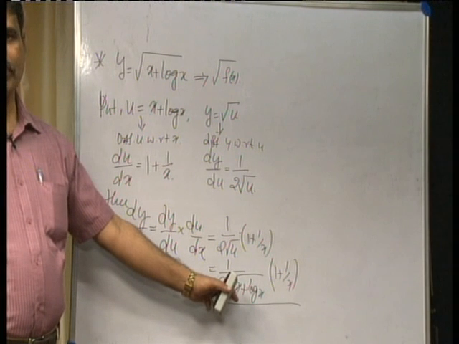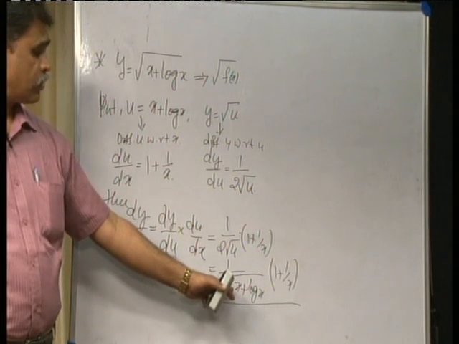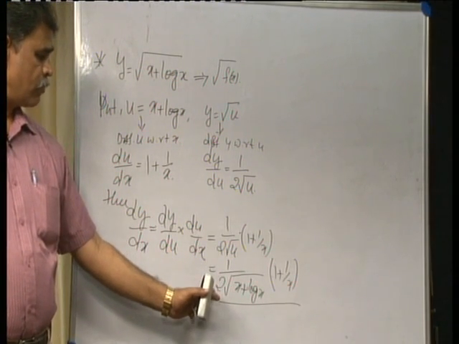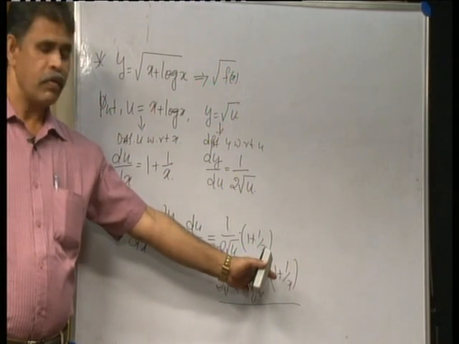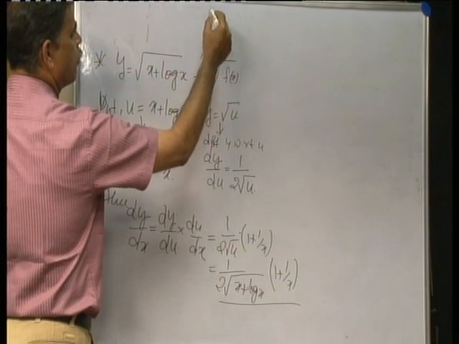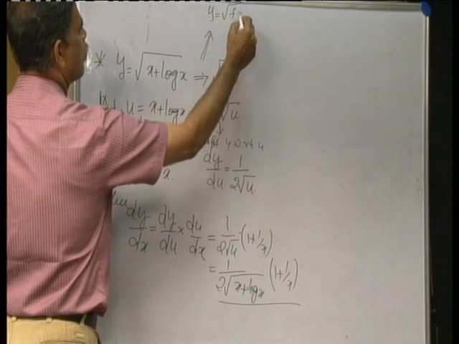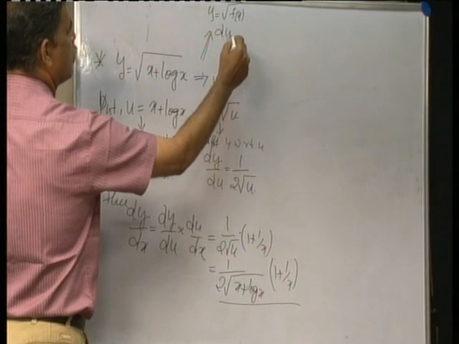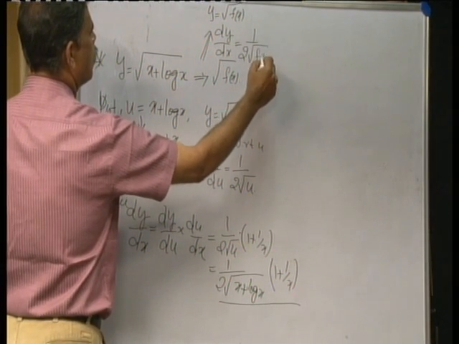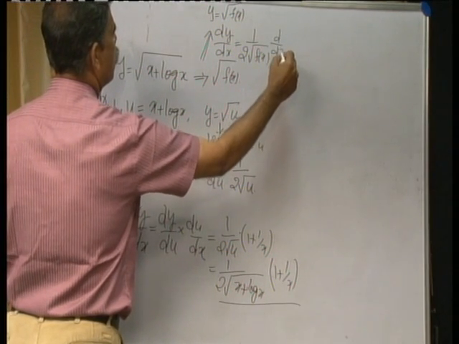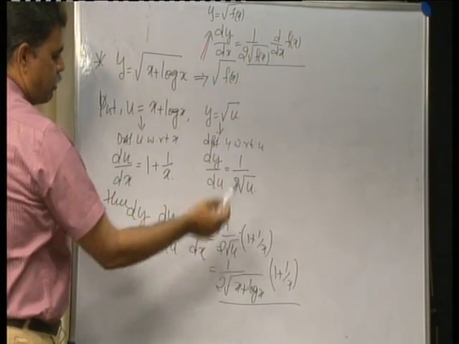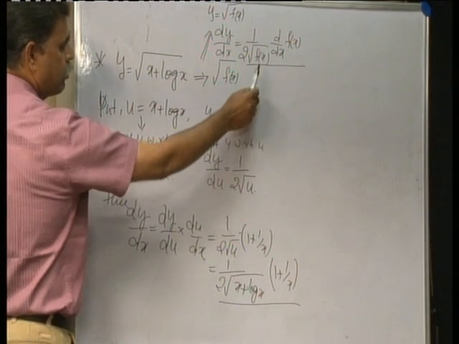But here, go one step ahead. What is that step? That is the differentiation of function. The differentiation of the root of function is 1 by 2 root of function into the differentiation of function. I will write this in a general form: y is equal to root of function. Then dy by dx is equal to 1 divided by 2 root of function into d by dx of function. You check the answer we obtained at the end according to this.